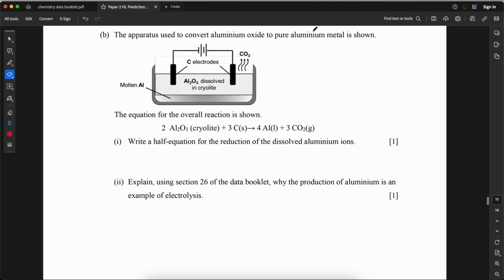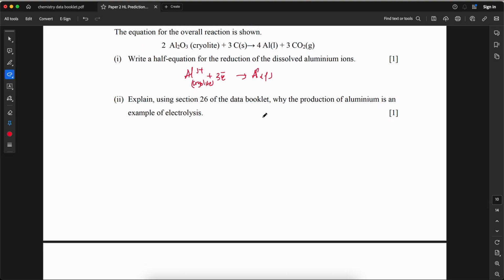The apparatus used to convert aluminum oxide to pure aluminum metal is shown. Write a half equation for the reduction of this dissolved aluminum ion. So aluminum 3+, so for reduction gaining electron, produce Al. So this one should be cryolite for aluminum 3+. Okay, then this one Al liquid.